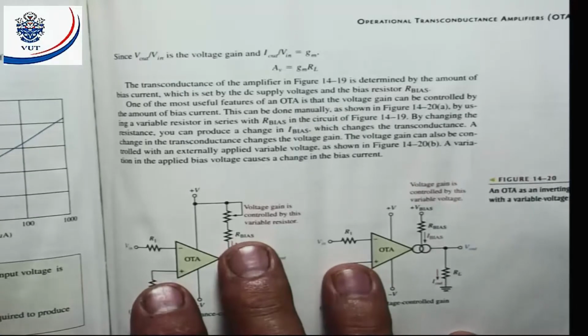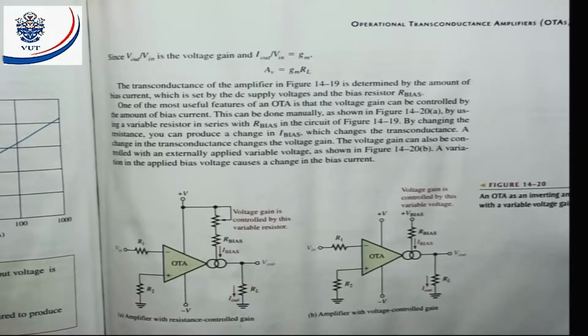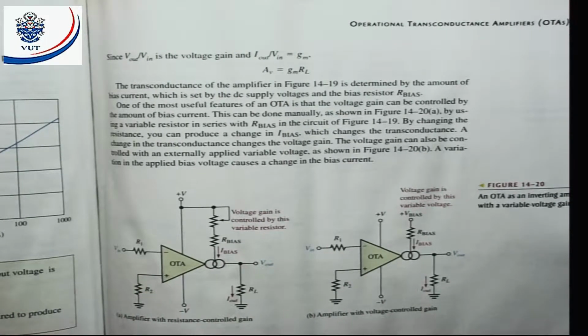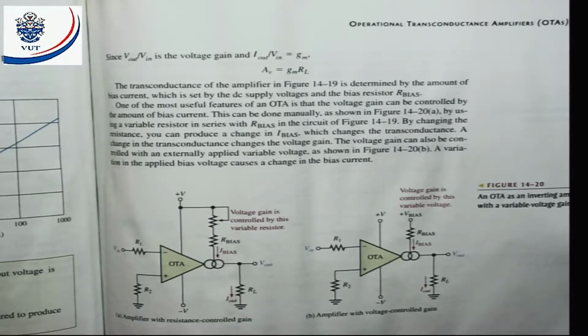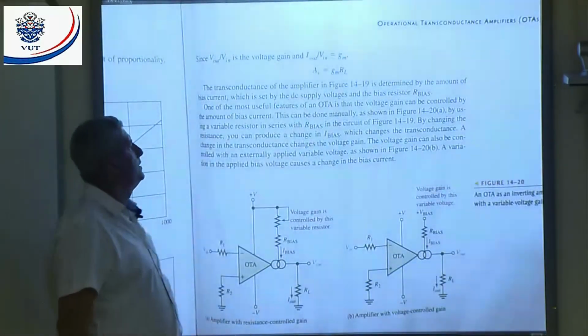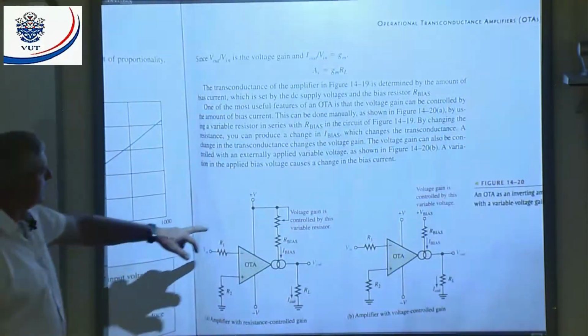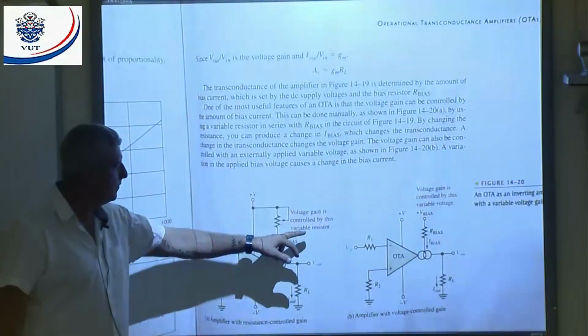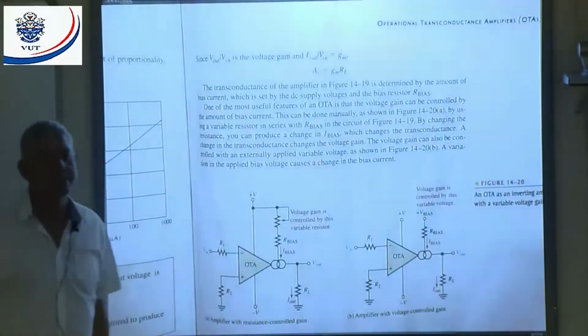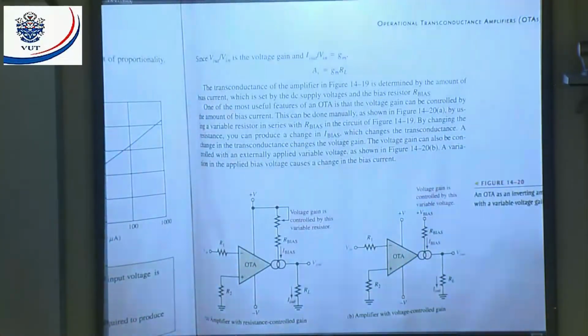And there you can see what I already told you. The output voltage divided by input voltage gives me the gain. They say since V out over V in is the voltage gain, and I out divided by V in is GM, then the voltage gain is equal to GM times RL. Now if we have a look at this, they say voltage gain is controlled by this variable resistor. If I vary the resistor, what will I vary? I will vary my bias current. If I vary my bias current, what do I vary? My gain.